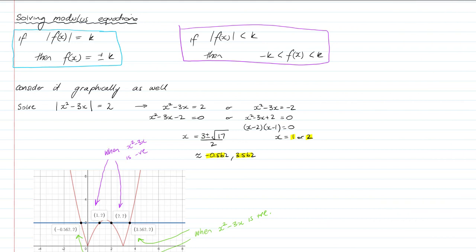Hi and welcome to Unit 2, Topic 2, Video 20. In this video we're going to finish our lesson on modulus functions by solving modulus equations.